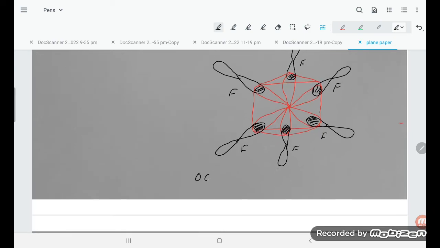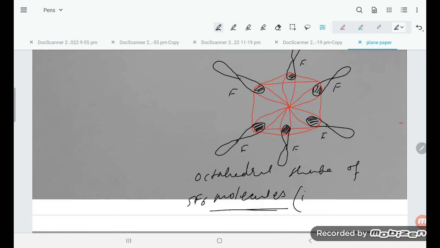So you can write: octahedral shape of SF6 molecule. That is sp3d2 hybridization.